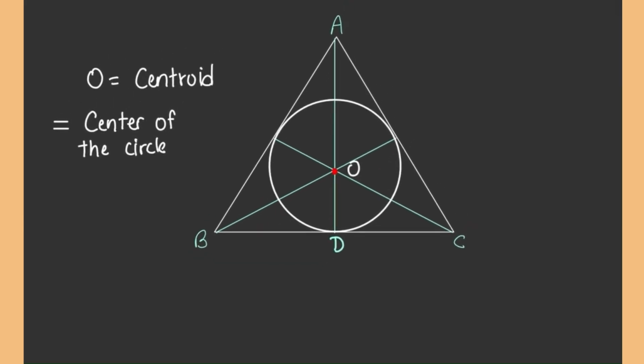So what we have just said is this. The distance from A to O, this is the distance from the vertex A to the centroid O, is twice the distance from the centroid O to the midpoint D on the opposite side, BC. All right. Now this OD is also equal to the radius of the circle O.